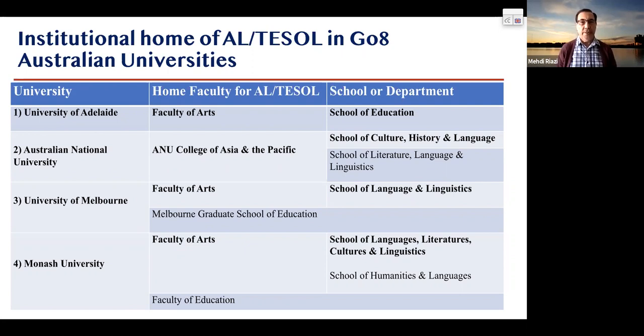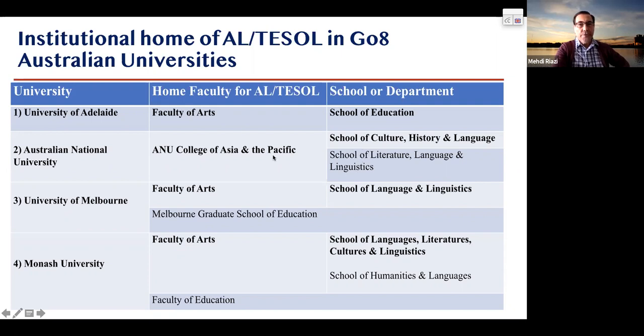was diversity and variation. I think it was only at University of Adelaide that this group of academics were homed in a school of education in the Faculty of Arts. In other universities, they were dispersed in different schools and sometimes even in different faculties as well. So in Australian National University, they were homed in a School of Cultural History and Language, as well as a School of Literature, Language and Linguistics.